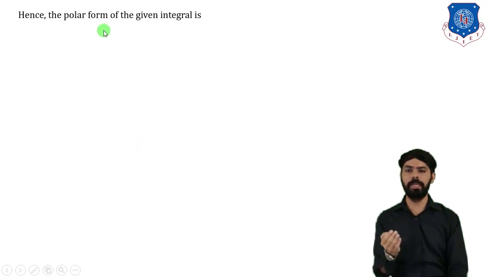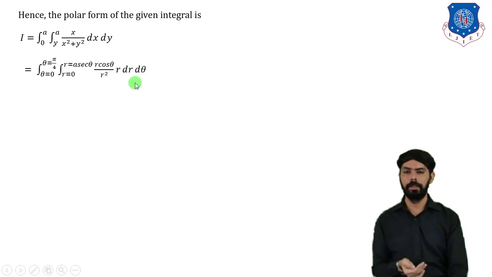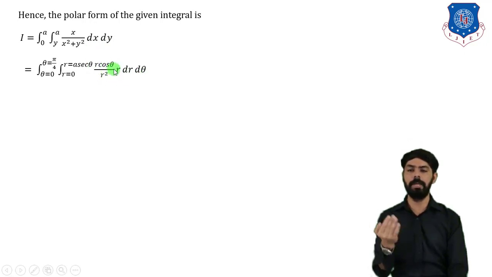Hence, the polar form of the given integral is: I is equal to integration from 0 to a, then integration from y to a, x divided by x square plus y square dx dy. This is our given question. So this will be equal to integration from theta equal to 0 to theta equal to pi by 4, then integration from r equal to 0 to r equal to a sec theta. Here we will replace x by r cos theta. So it will be r cos theta divided by x square plus y square, which will be r square, and dx dy is replaced by r dr d theta. So if we simplify this, r into r will be r square, and r square divided by r square will be cancelled out.